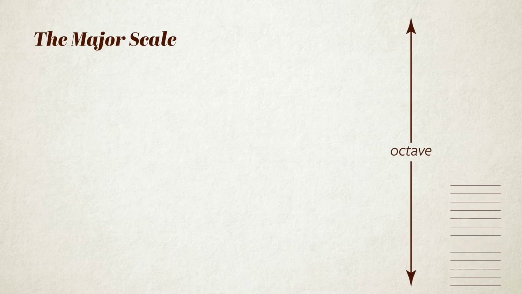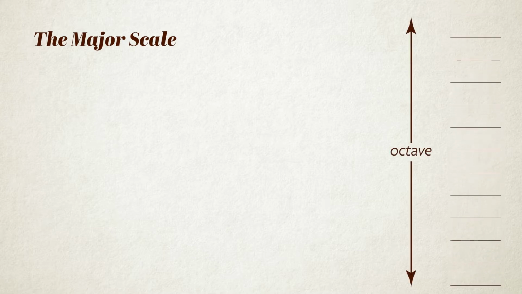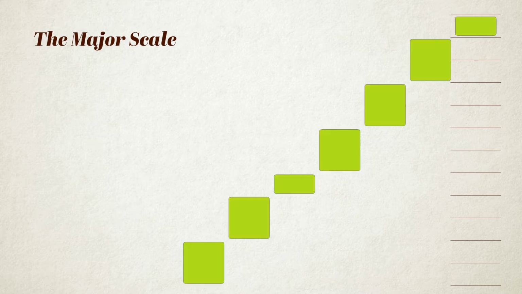A scale is a series of notes arranged in order of pitch, spanning an octave. In some languages, the word for a musical scale is the same as the word for a ladder or stairs, and that's a good way of looking at it. It's really a series of steps. There are lots of different kinds of scales, but the most common one is the major scale.